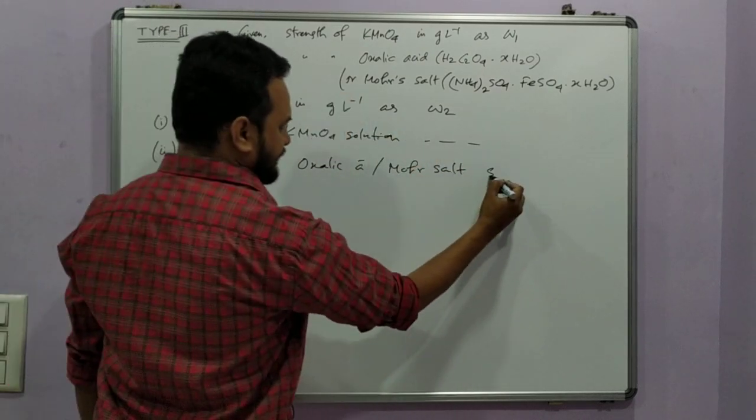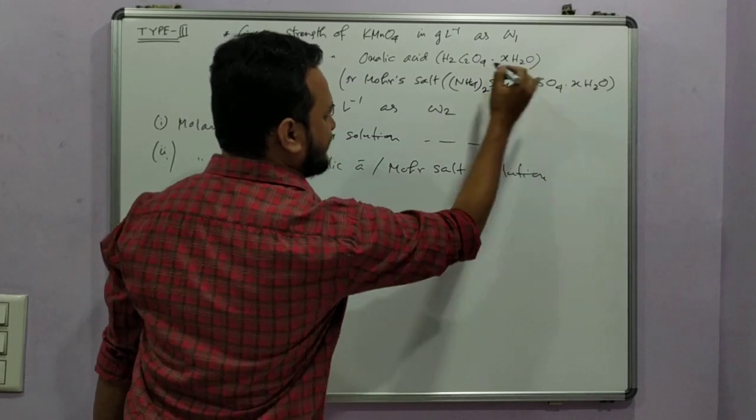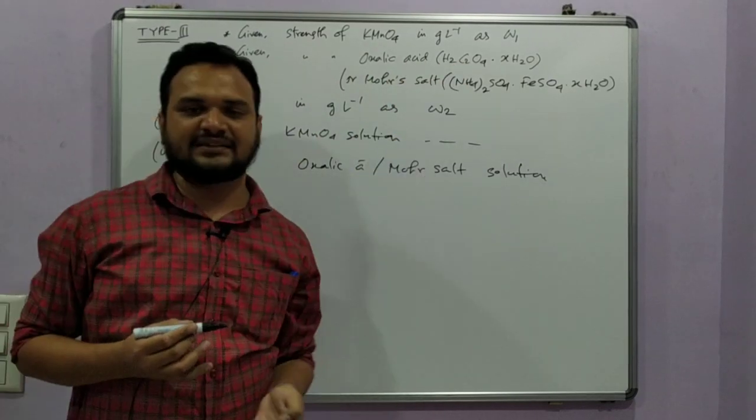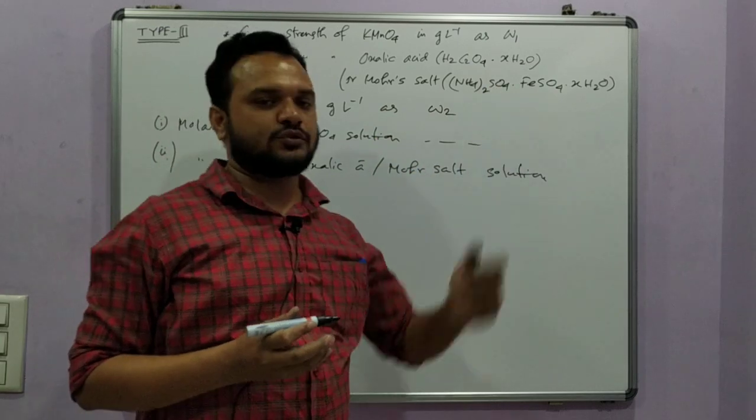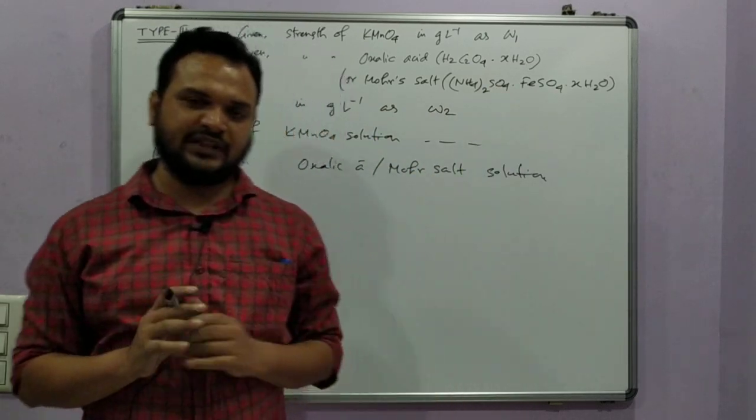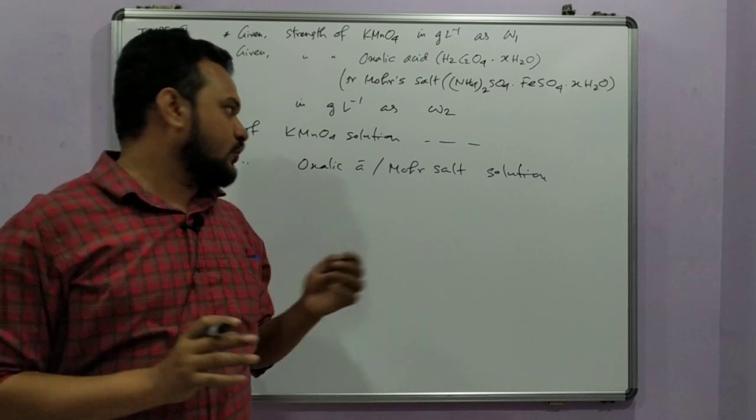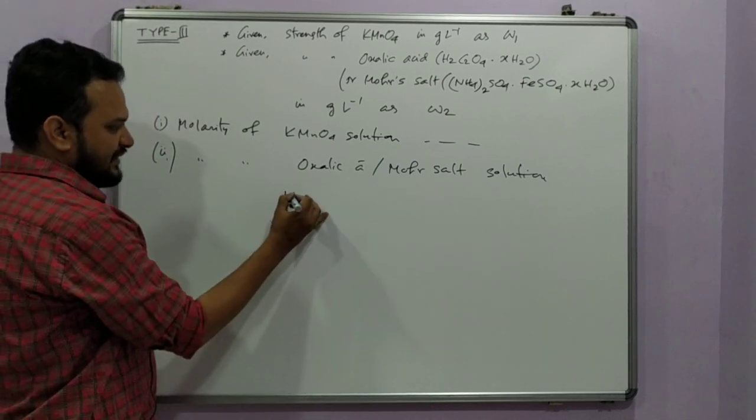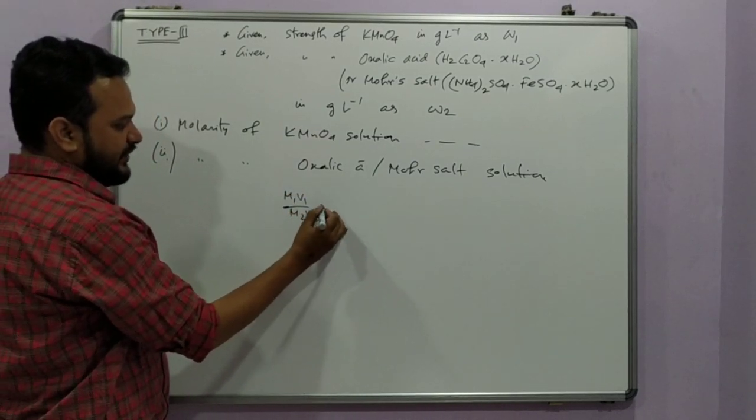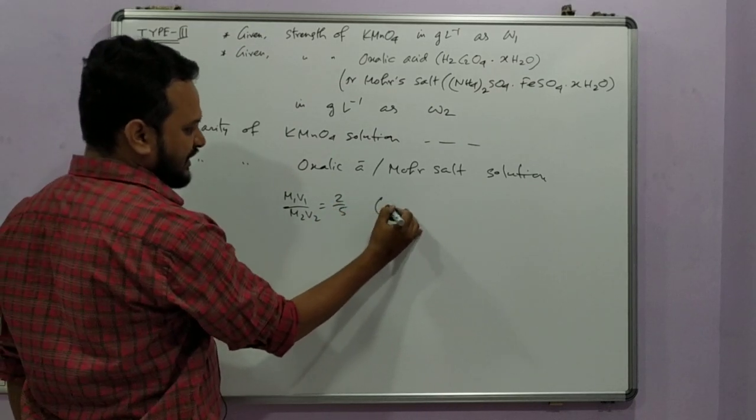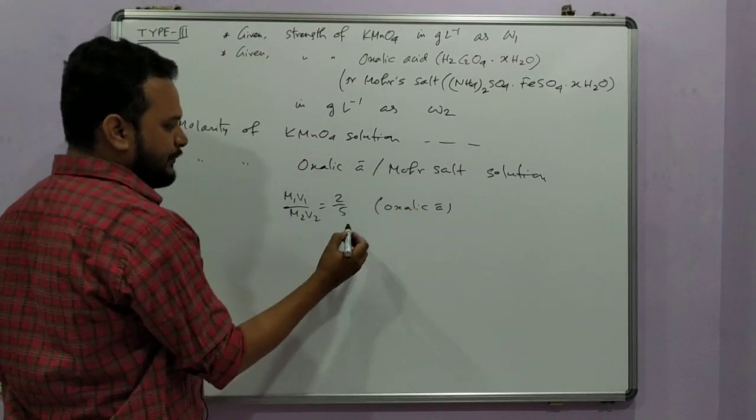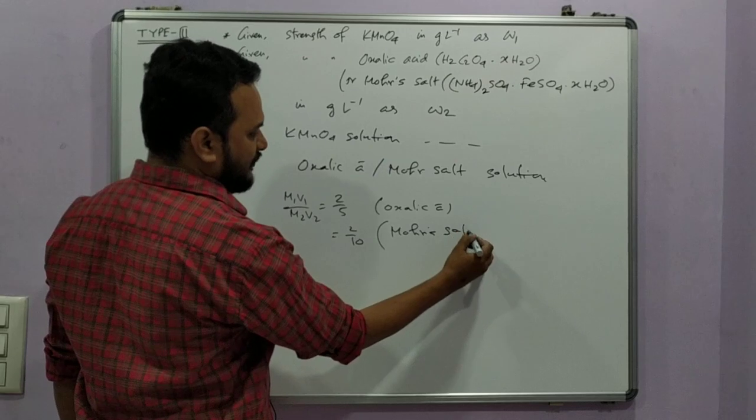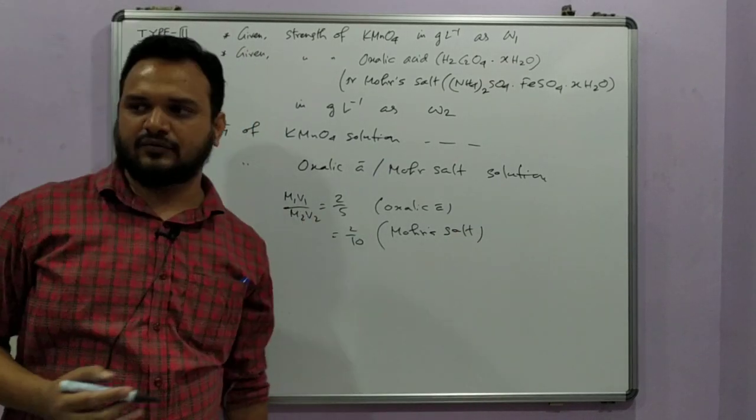Remember, in type 3, since this X value is not given, you cannot use the molecular weight of oxalic acid as 126 or molecular weight of Mohr's salt as 392. You cannot use it. You have to find it. So in question number 2, when you are asked to calculate the molarity of oxalic acid or Mohr's salt, again M1V1 by M2V2 equals 2 by 5 for oxalic acid. Using this you will find M2, and this equals 2 by 10 for Mohr's salt. Using this you will find the molarity of the solution.